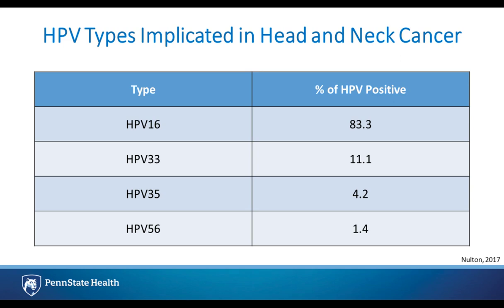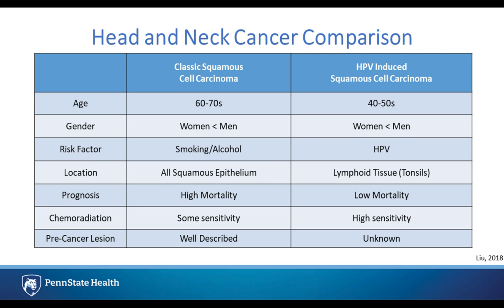For head and neck, we notice that it's predominantly HPV-16, although there's a smaller proportion of other subtypes like HPV-33. So head and neck cancer of the oropharynx, which is essentially the middle throat, we think predominantly tonsils and base of tongue. It's quite different depending on whether it's a classic form, basically non-HPV, and whether it's HPV-induced. So the classic form tends to be elderly patients, 60s and 70s, and predominantly associated with risk factors like smoking and alcohol. And they tend to have pretty high mortality and some sensitivity to chemoradiation.